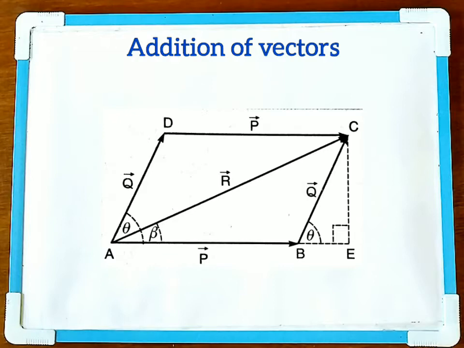So to find the magnitude, what we do is we extend this, CE perpendicular to the vector P. So we extend and draw CE such that it is perpendicular to P. So we have a right angle triangle BEC. And again here, since the sides AD and BC are equal and parallel, we can draw another vector Q, which is along the side BC. Now we'll find the magnitude first, then the direction.